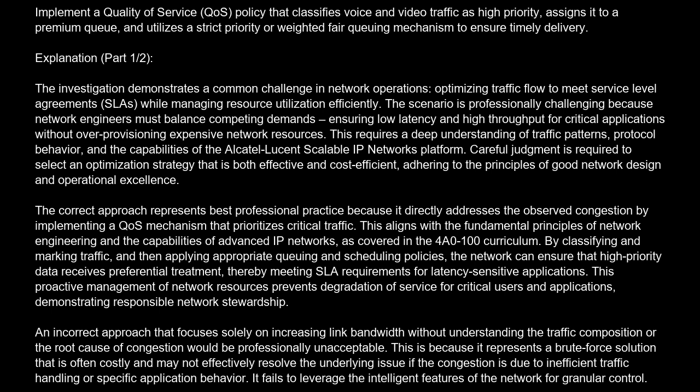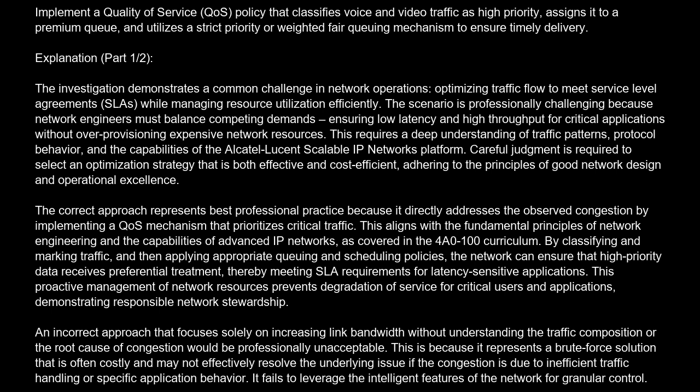The correct approach represents best professional practice because it directly addresses the observed congestion by implementing a QoS mechanism that prioritizes critical traffic. This aligns with the fundamental principles of network engineering and the capabilities of advanced IP networks, as covered in the 4A0-100 curriculum. By classifying and marking traffic, and then applying appropriate queuing and scheduling policies, the network can ensure that high-priority data receives preferential treatment, thereby meeting SLA requirements for latency-sensitive applications. This proactive management of network resources prevents degradation of service for critical users and applications, demonstrating responsible network stewardship.